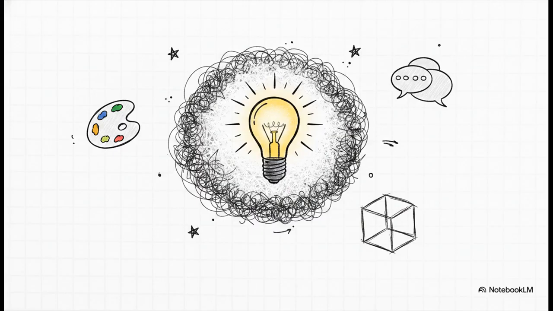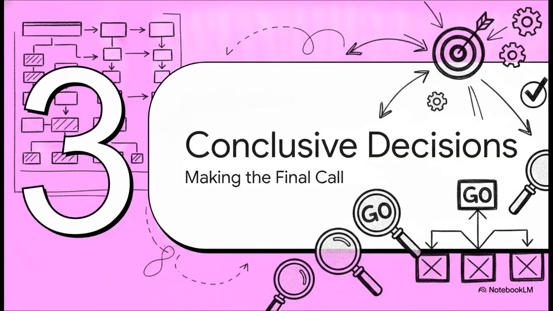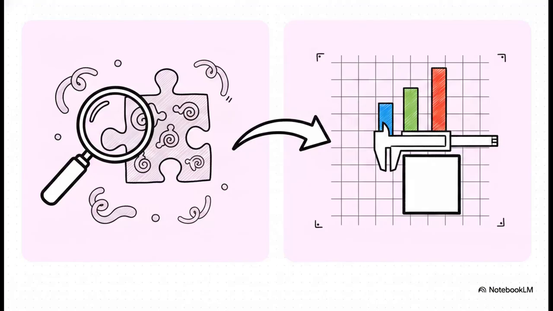Think of it as the initial creative sketch you do before you draft the strict architectural blueprint. Now, once we have that initial sketch, we need to solidify our plans. That brings us to Section 3, making conclusive decisions. Let's actively contrast these two so we really nail the difference.